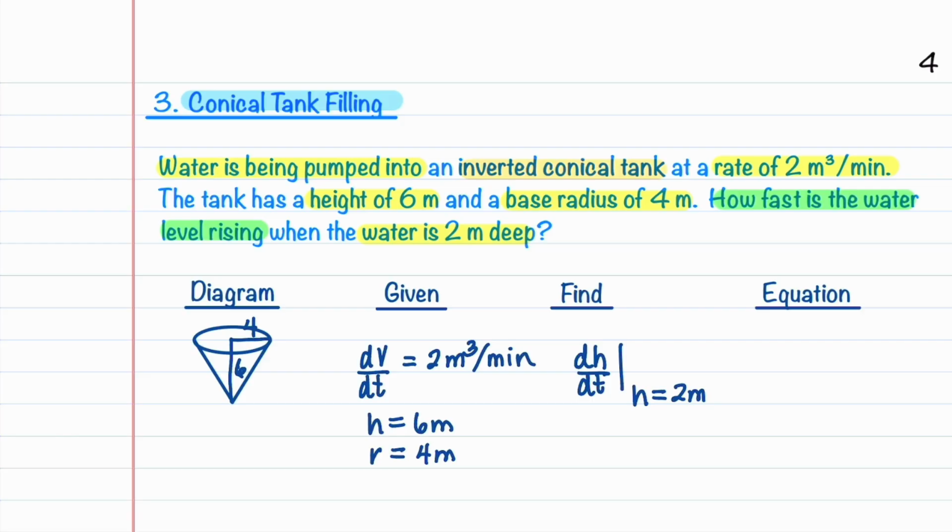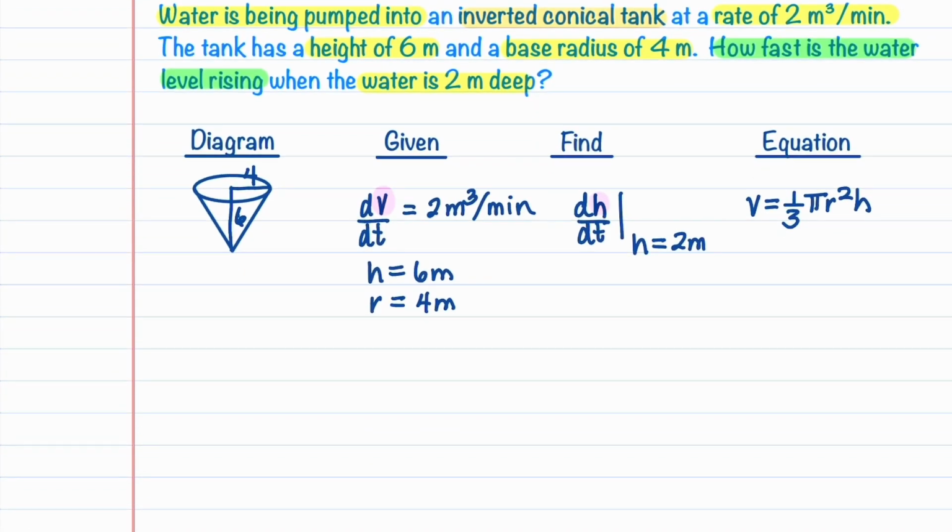Now we need to think about an equation. We need to find an equation that is going to relate the volume of our conical tank to our height. That formula is the volume is 1/3 pi r squared h.